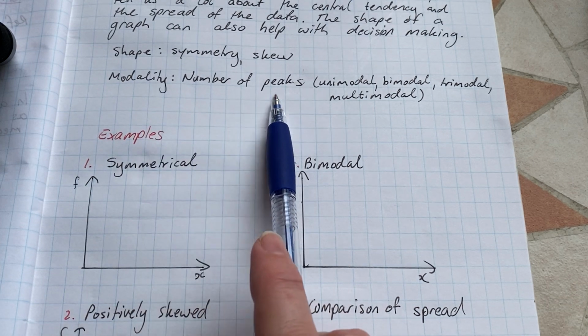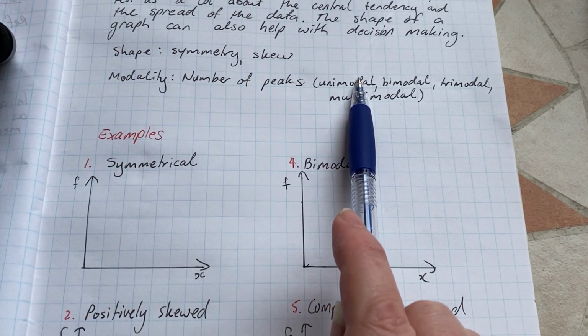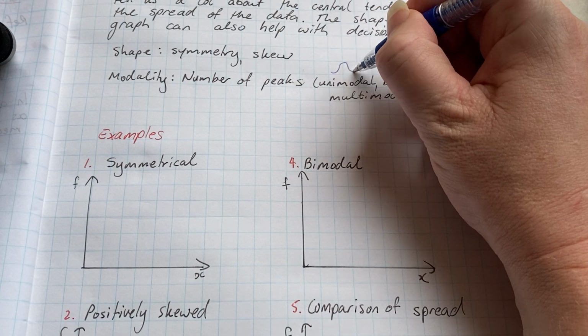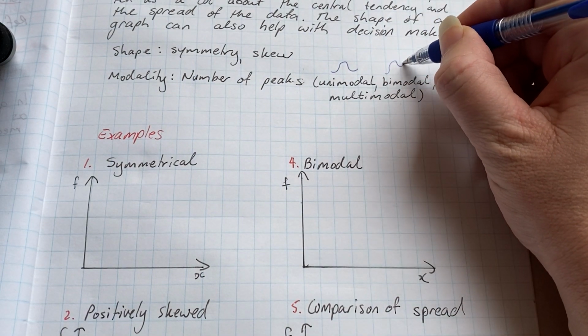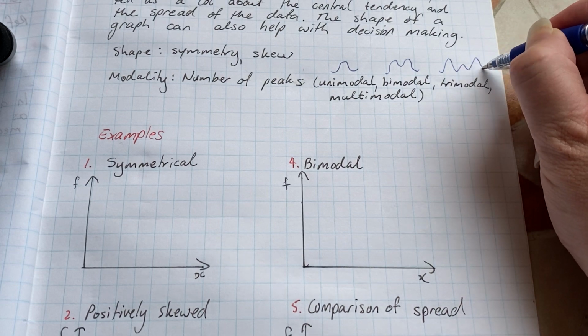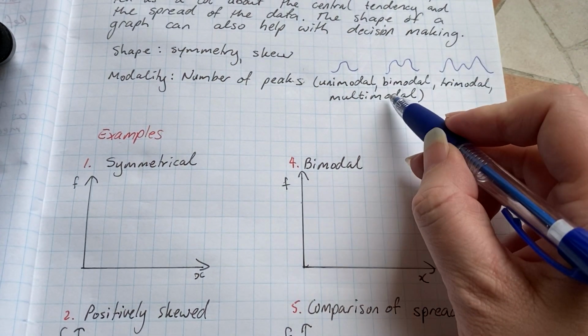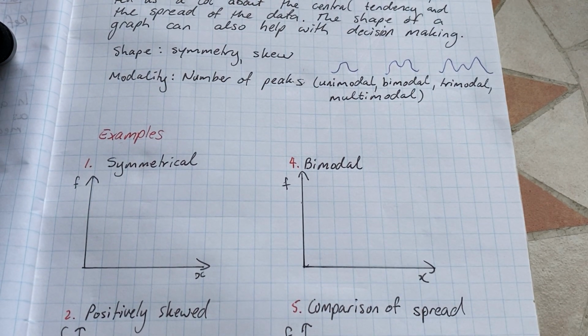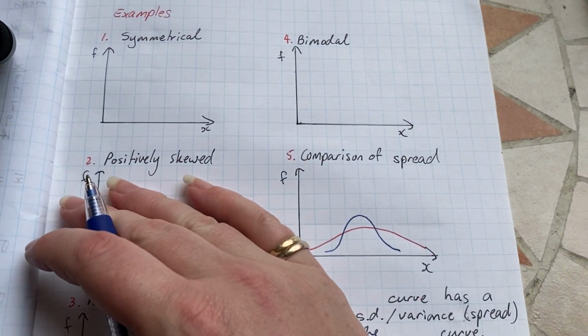Modality means the number of peaks. So it can be unimodal, where it has one peak. It can be bimodal, where it has two peaks. Trimodal, where there are three peaks. Or multimodal could have any number of peaks. So here's what the graphs might look like.